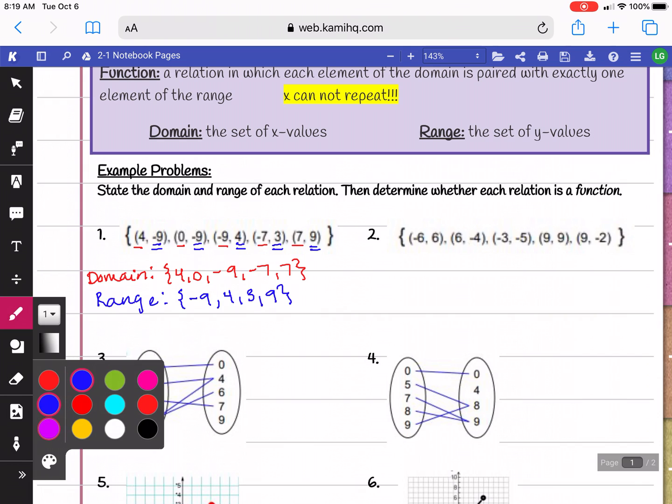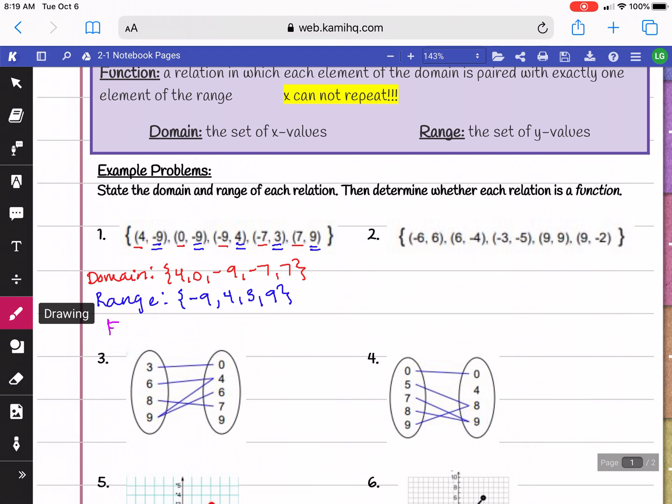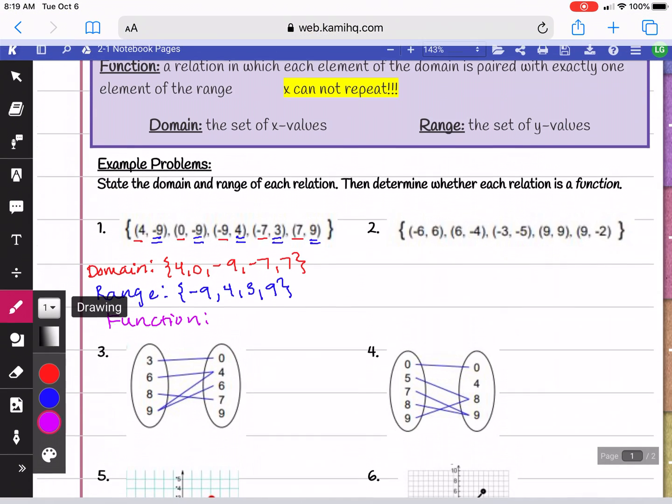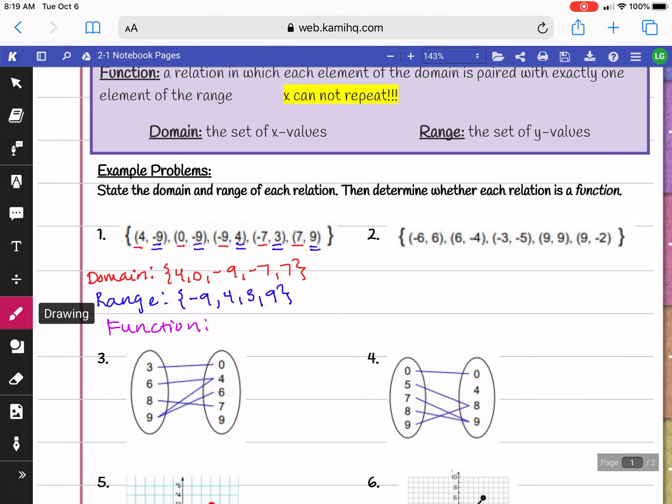And then the question wanted to know if this is a function or not. So remember, the rule for it to be a function is x cannot repeat. Since all the x's here were different numbers, 4, 0, -9, -7, and 7, none of them repeated. So this one is a function. Now, it's okay that the y repeated. When you're talking about function or not, it's only the x or the domain values that matter.